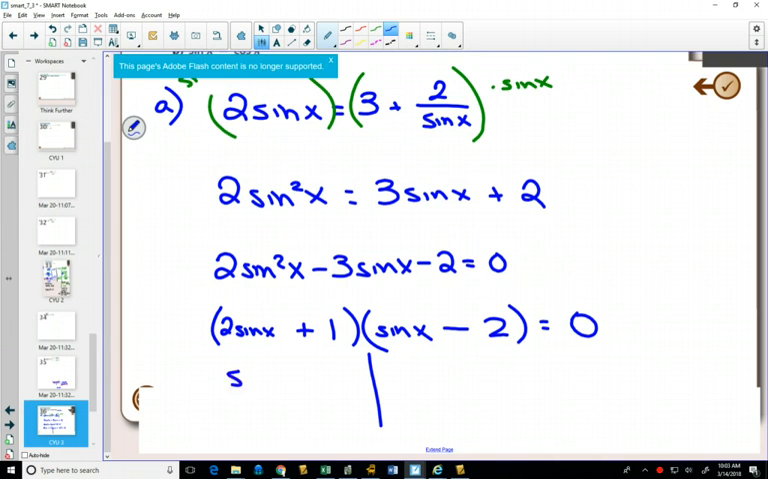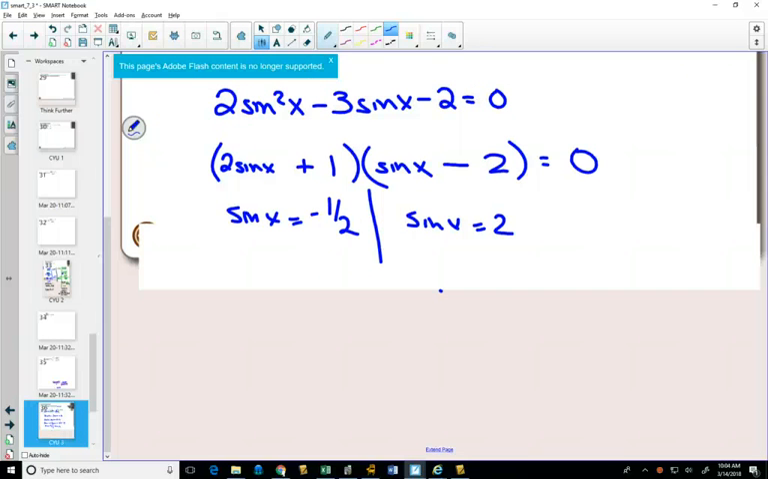So now we get sine x equals negative 1/2 and sine x equals 2. This is on our unit circle. What family does sine equal to 1/2? Pi over 6 family, and it would be in quadrants 3 and 4.